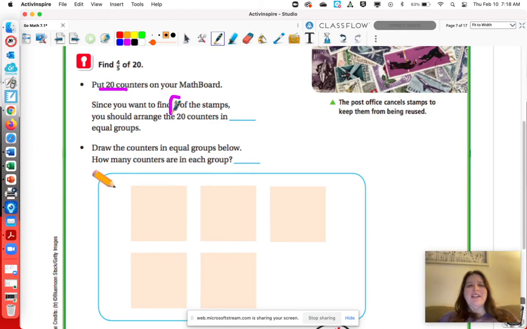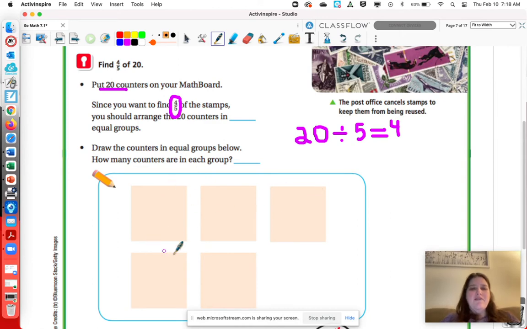But because we have a fraction of 4/5, the bottom number tells you how many groups you should have. And so we're going to arrange the counters into 5 groups. One thing, opposite of multiplying, is dividing. So how many counters will we put in the 5 groups? We can figure that out by dividing. So using your math multiplication chart, or if you remember your math facts, 20 divided by 5 is 4. So you're going to place 4 counters in every one of those groups.